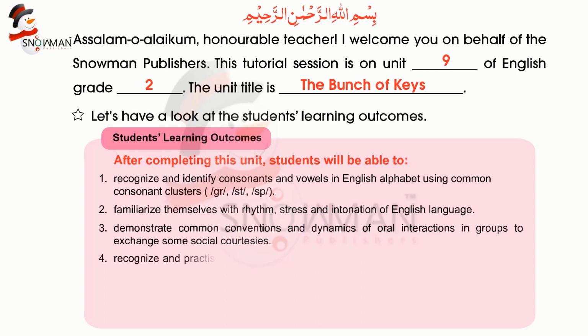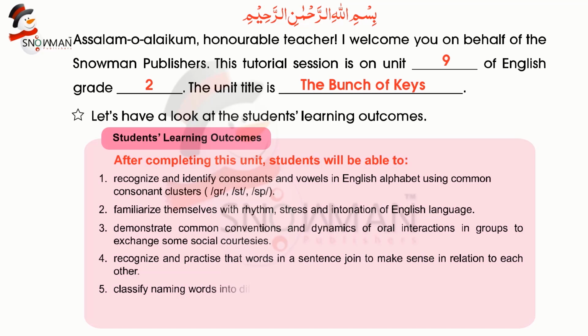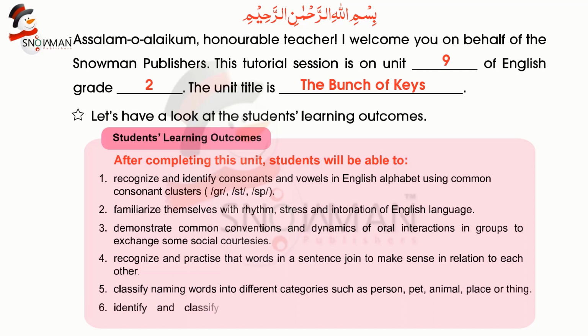Recognize and practice that words in a sentence join to make sense in relation to each other. Classify naming words into different categories such as person, pet, animal, place, or thing. Identify and classify gender of naming words from the immediate environment.